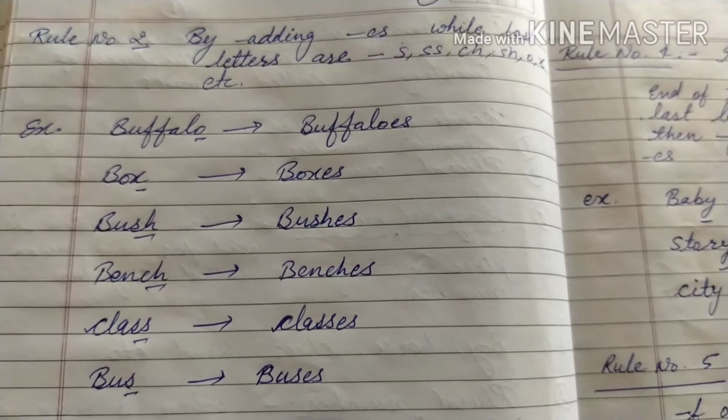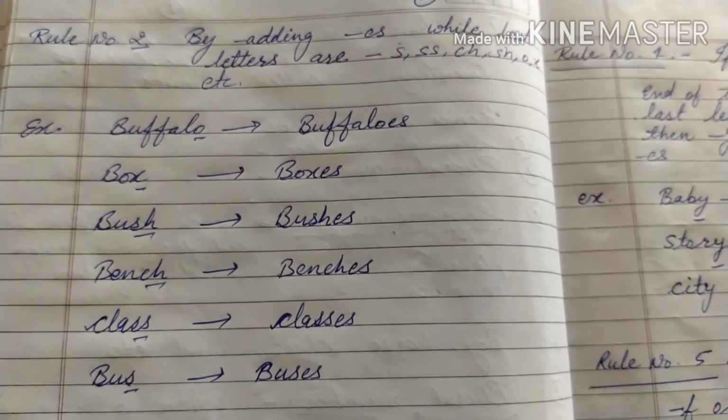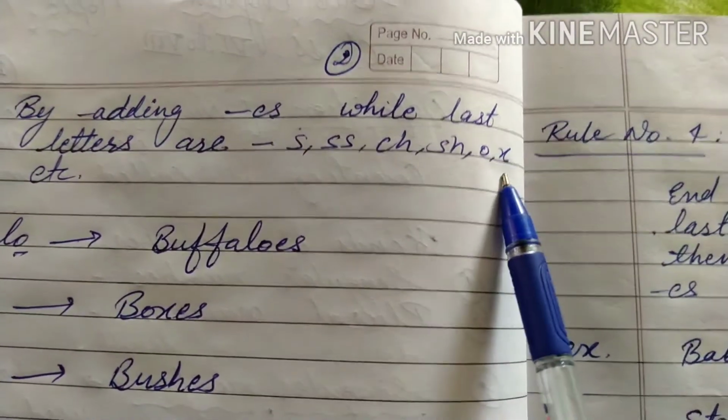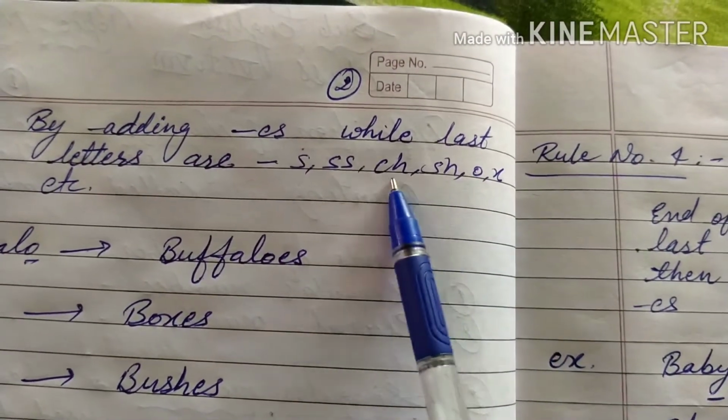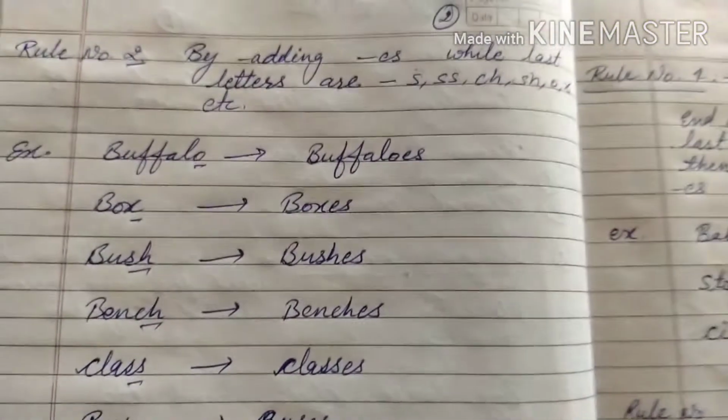The second rule is by adding es. We add es when the last letter of the word is o, x, ch, sh, double s or single s, then it will change to plural.